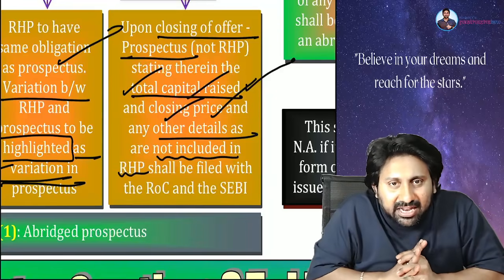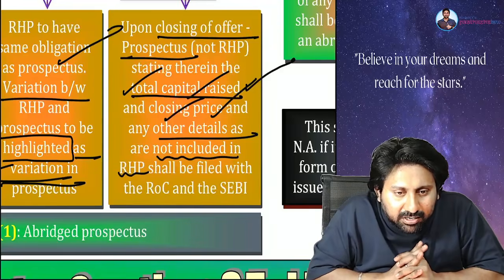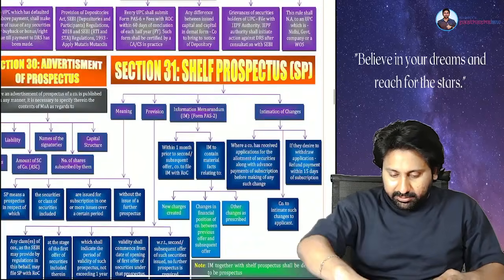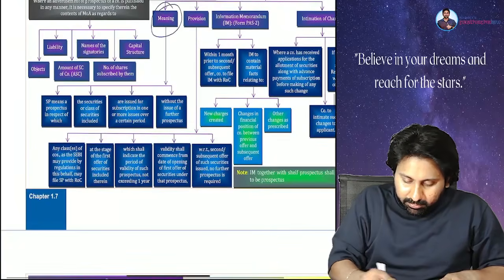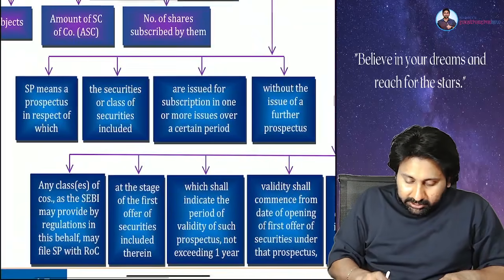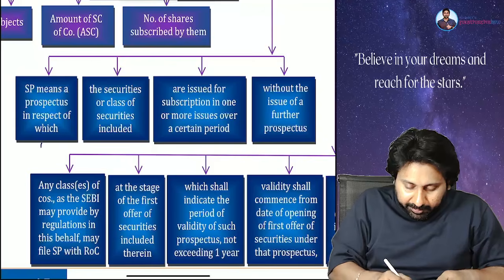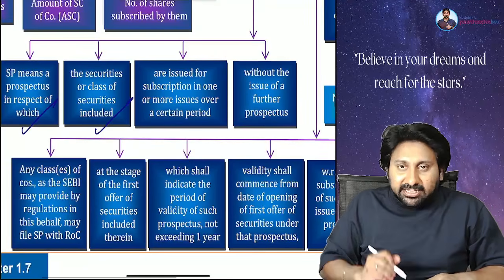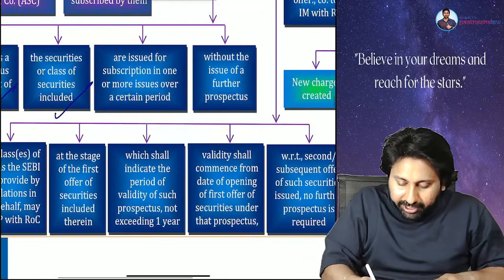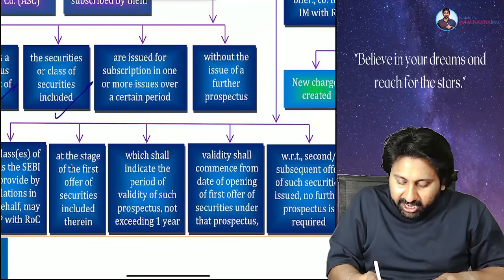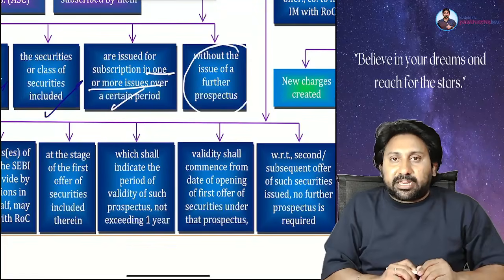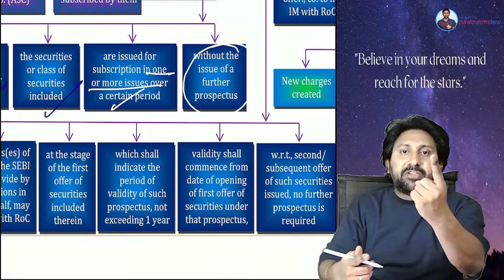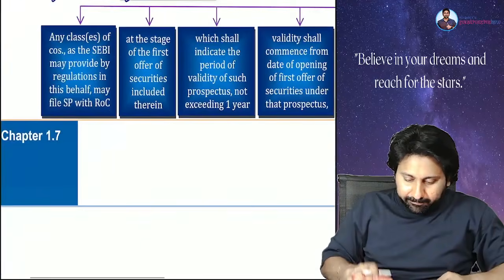Did you understand the entire story of shelf prospectus or not? Now, let's read and complete. See, meaning. Shelf prospectus means a prospectus in respect of which securities or classes of securities included are issued for subscription in one or more issues over a certain period without issue of further prospectus. So one or more issues can be made with one prospectus only.